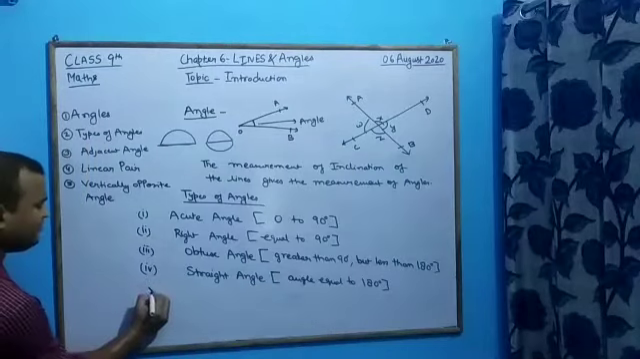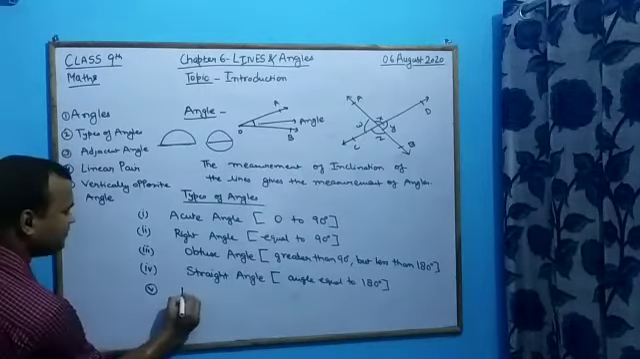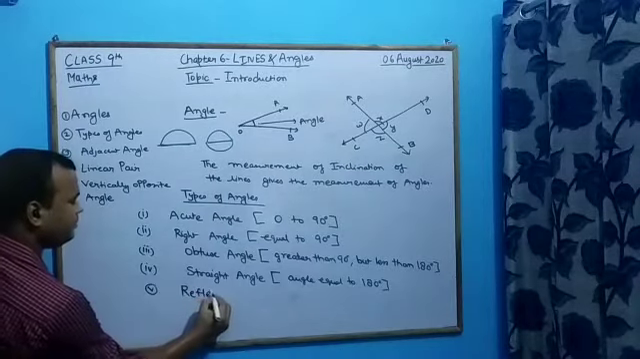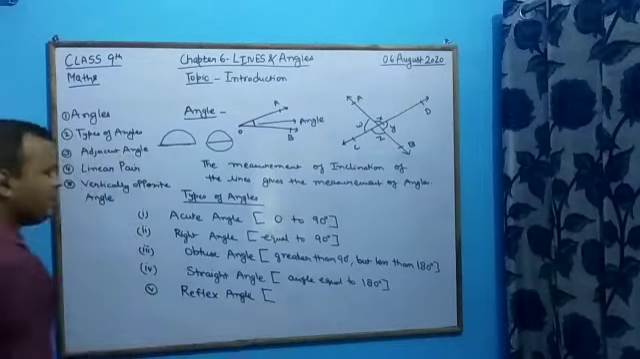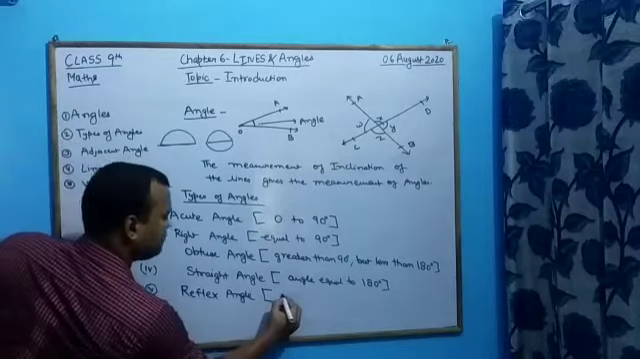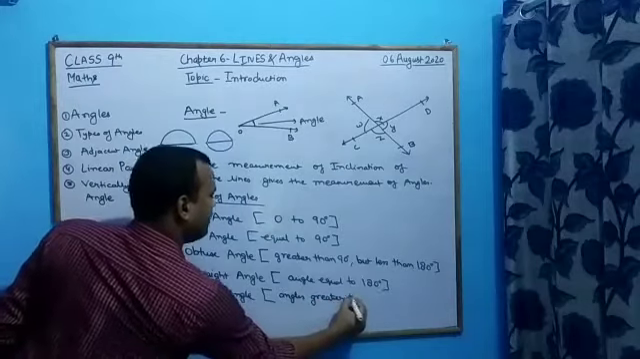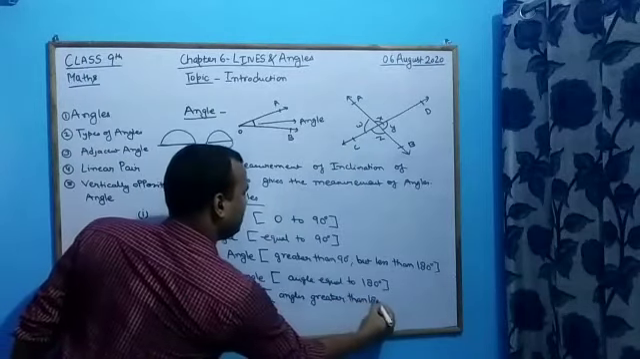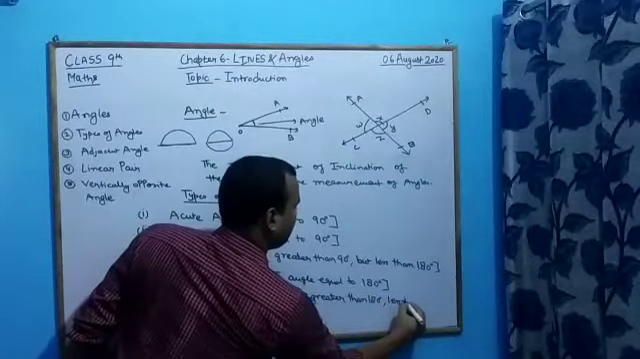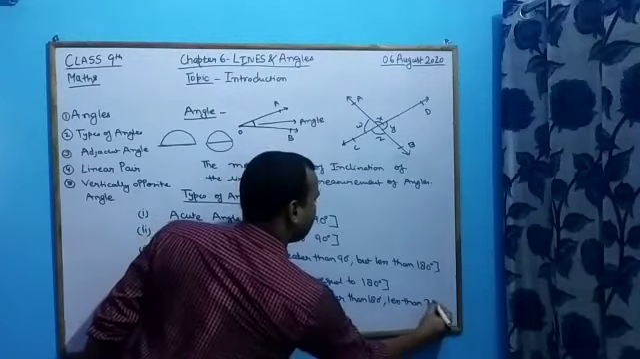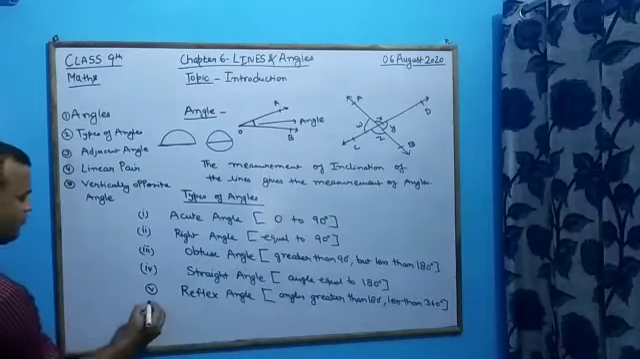Now the fifth one is the reflex angle. What is a reflex angle? A reflex angle is an angle which is greater than 180 but less than 360 degrees. This is the definition of a reflex angle.